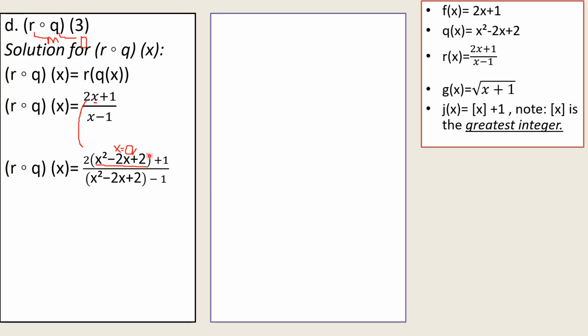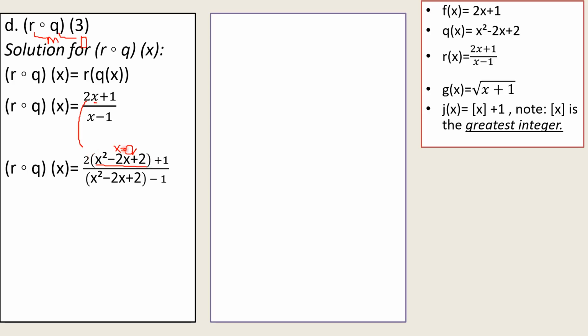Then, plus 1. All over, what is our x? Our x here is x squared minus 2x plus 2. Ito si x. Then, minus 1. Ano kasing pinalit natin dito? Yung value ng q, which is x squared minus 2x plus 2. So, after natin mapalitan, lahat ng x dito, ng value ng second function natin or domain, that's the time na isi-simplify na natin.